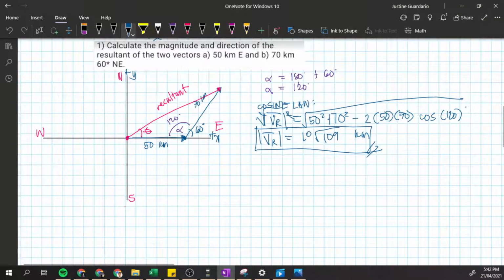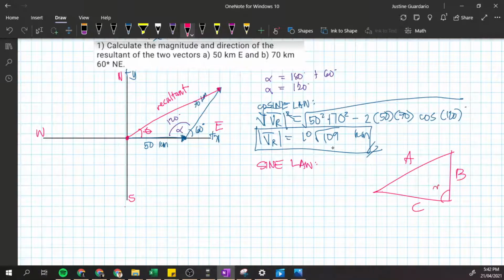So, how do we find now the angle? Now, we utilize the sine law. Okay? Para mahanap natin si angle, we utilize the sine law. Because according to sine law, for example, I have here again the triangle ABC. Tapos yung angle nila A, ito angle C, small c, ito angle B. According to sine law, the ratio of the side over sine of its opposite angle is equal sa lahat ng side.